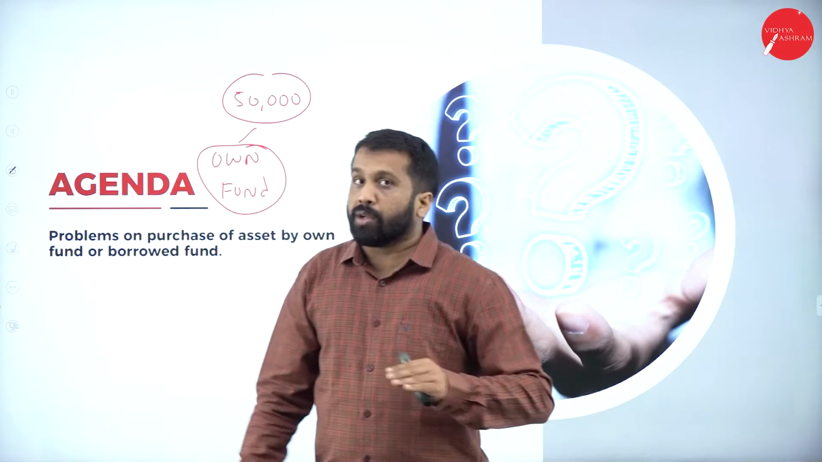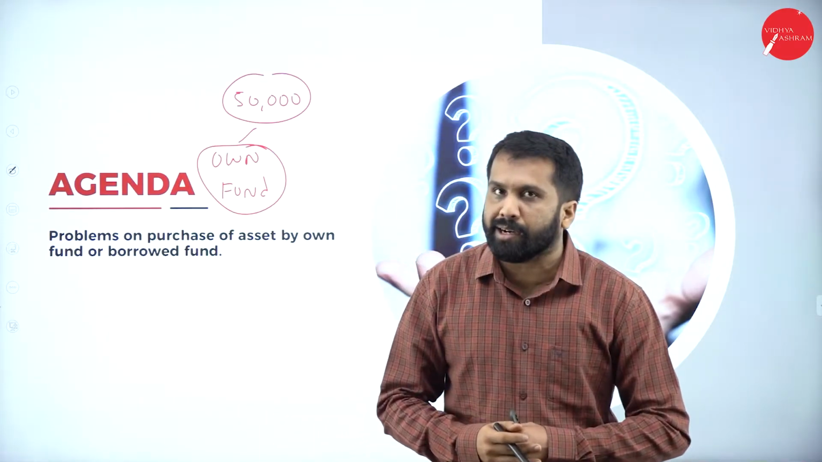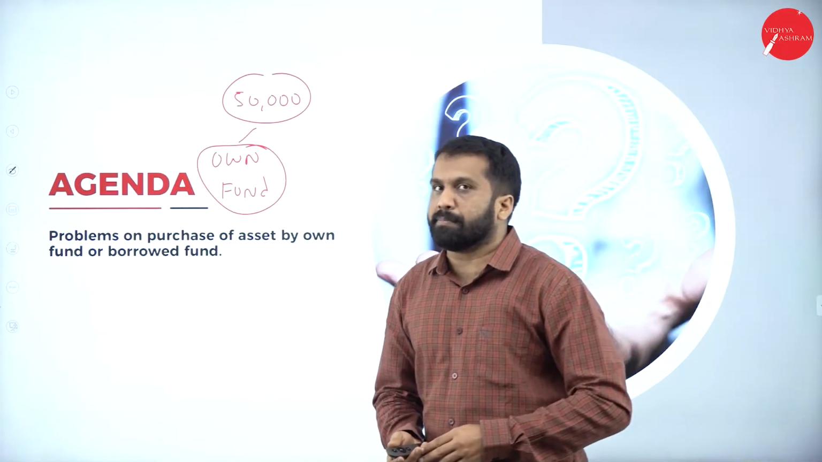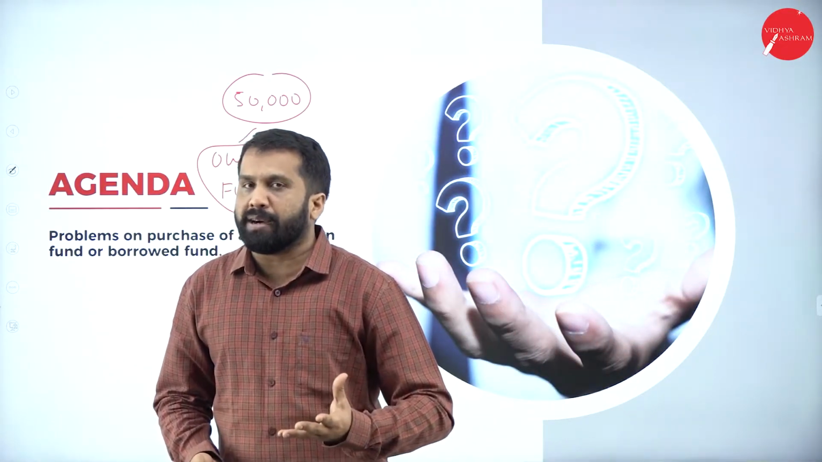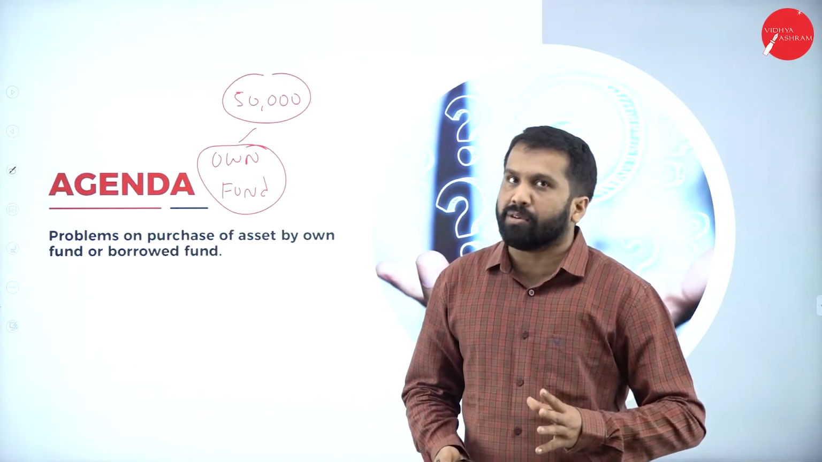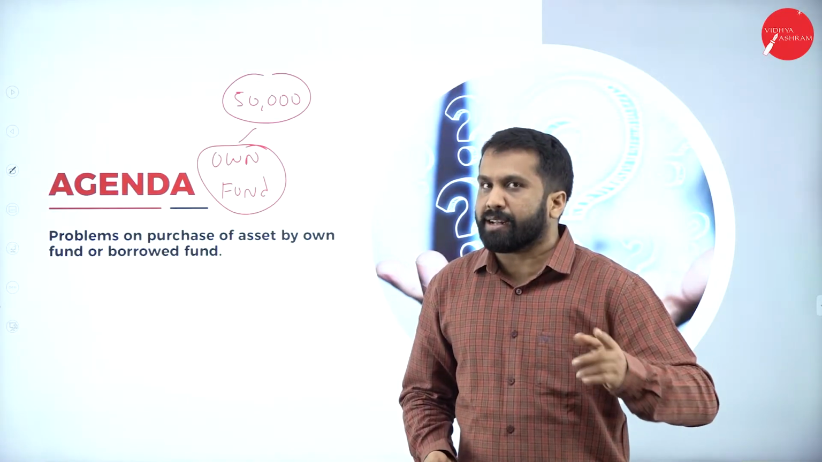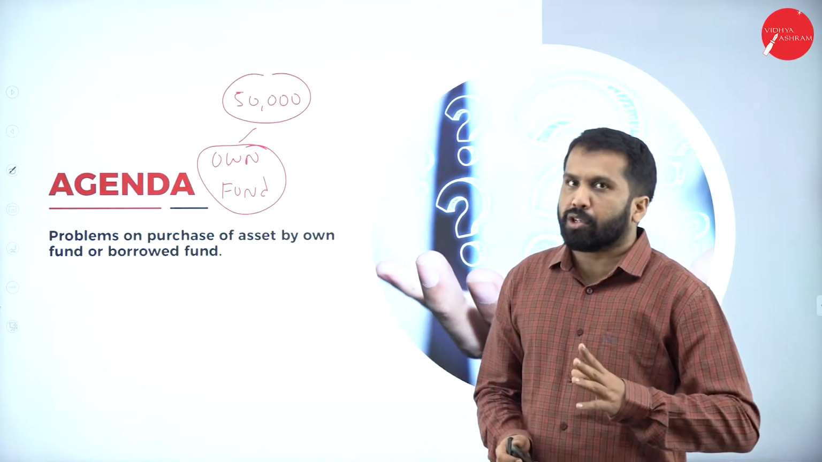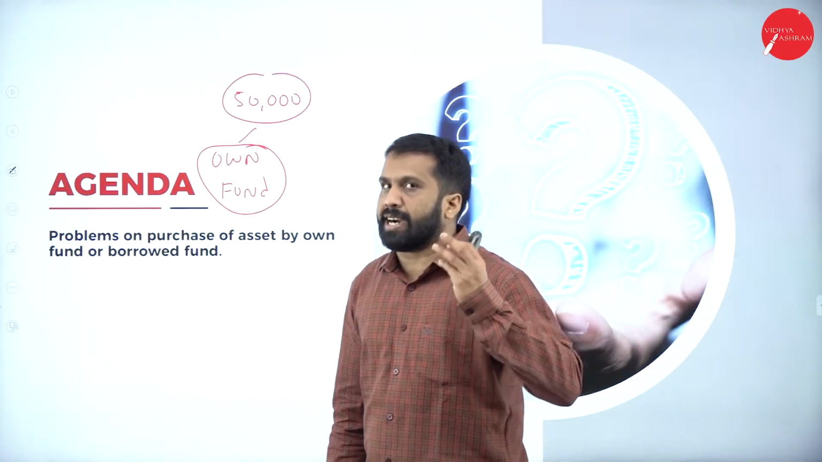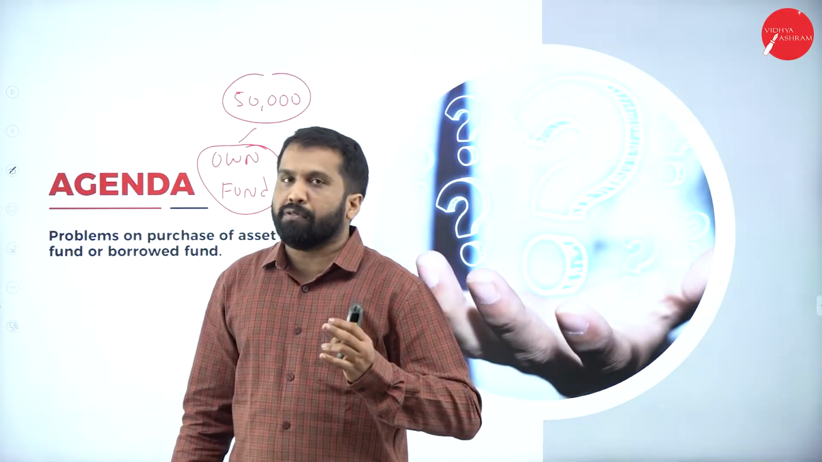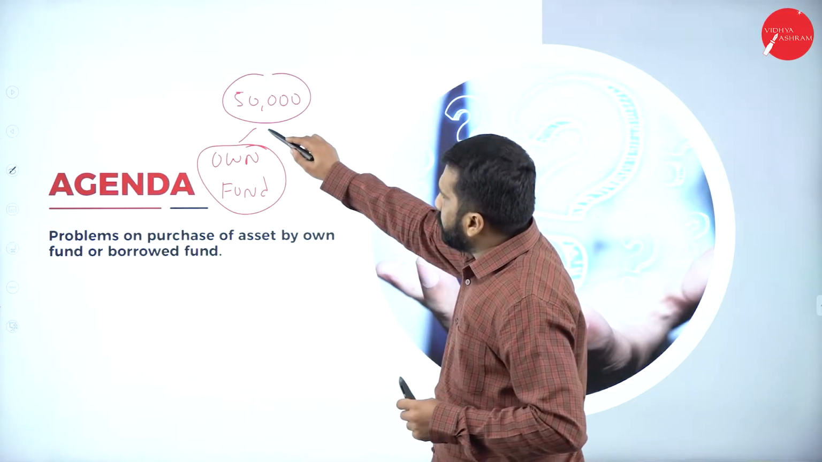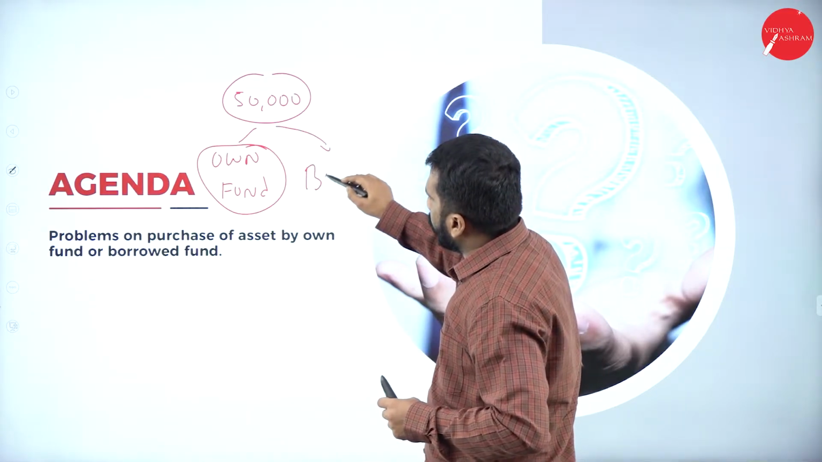Second option is what? No, I don't want to spend that 50,000. Instead of spending on the mobile, you can spend it somewhere else. You can deposit in bank, invest in share market, invest in insurance, or invest in your business also. There are many options. But one more option is, go to the shop and take this 50,000 mobile on loan, any Bajaj card or any loan facility, your credit card facility, anything you can go for. So that will be the second option, borrowed fund.